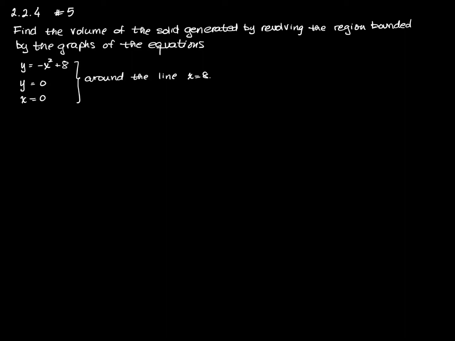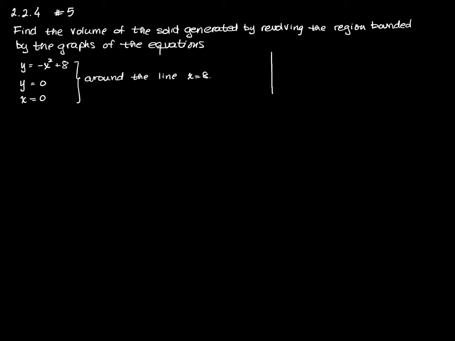Okay, this question is number 5 in topic assignment 2.2.4. It asks us to find the volume of a solid generated by revolving the region bounded by three curves around the line x equals 8. And the three curves are y equals negative x squared plus 8, y equals 0, and x equals 0. Those are the x and y axes. And we're revolving around the line y equals 8.